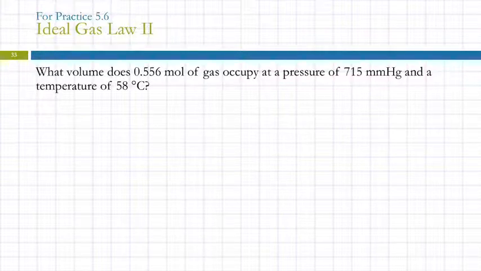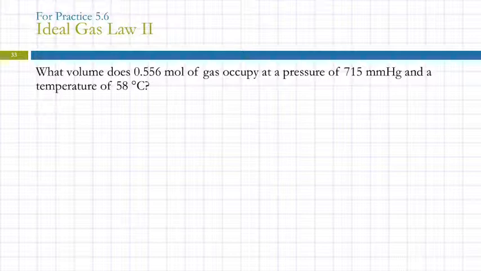Here's another one. What volume does 0.556 moles of gas occupy at a pressure of 715 millimeters of mercury and a temperature of 58 degrees Celsius? We could make a table, but now we're kind of awake and we recognize there's nothing changing here. I've got one measure for moles, one number for pressure, one number for temperature. I don't actually need a table. I could just write this down.